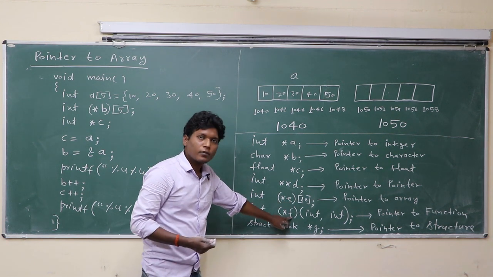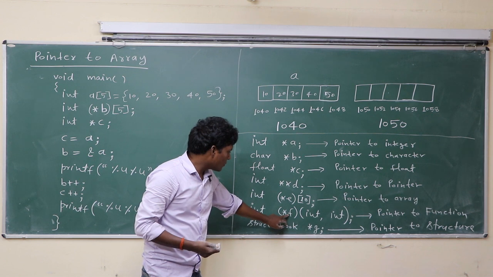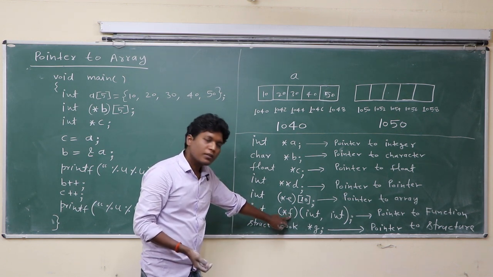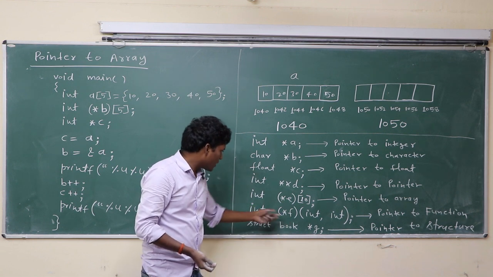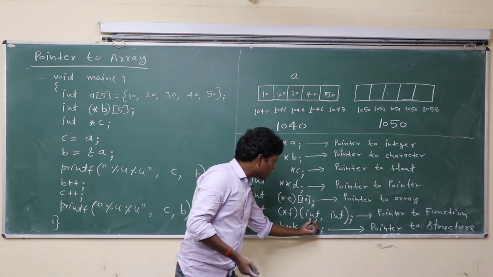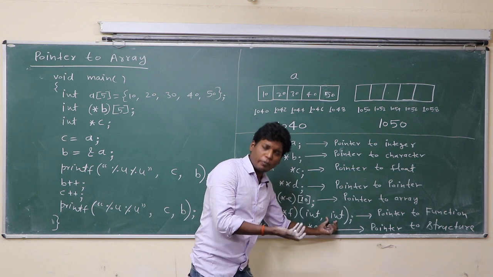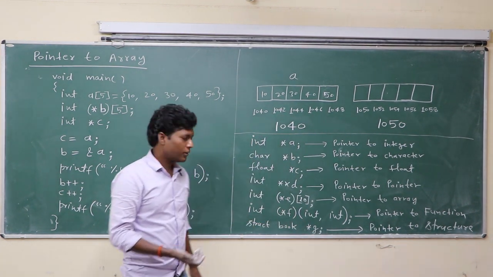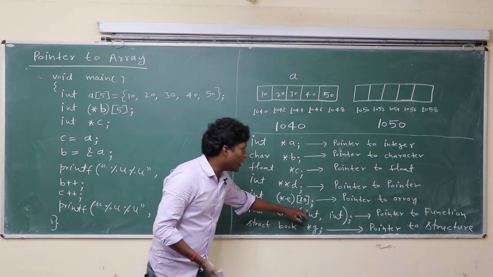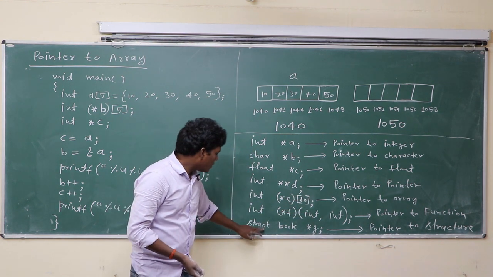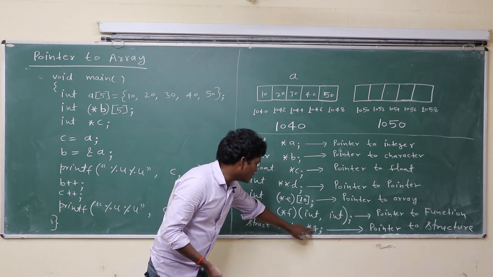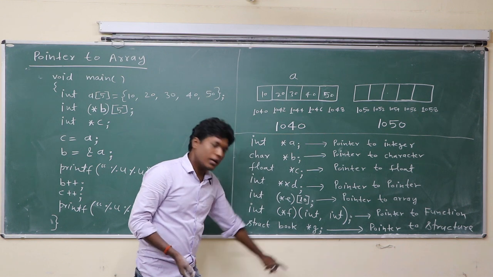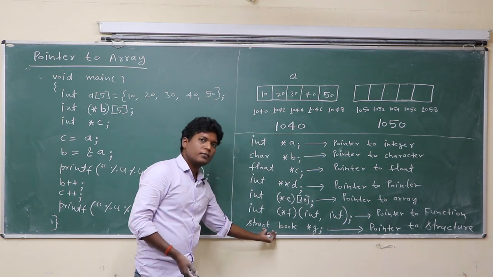Here is F. F is a pointer to function. Okay class? F is a name. This is the return type of function, and this is the types of possible arguments. Okay class? So this is the pointer to function. And struct book asterisk G. G is a variable of structure, but this is a pointer, and this is the pointer to structure.